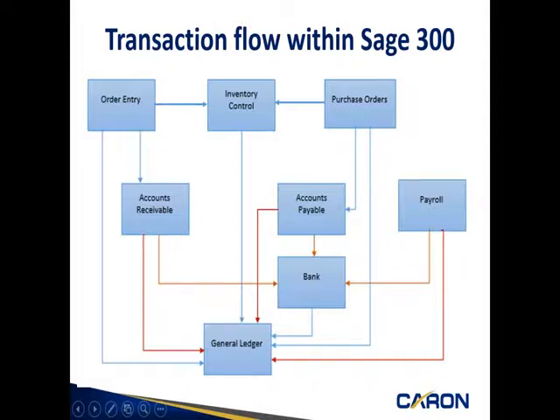Okay? So as we can see, inventory control would send information directly to the general ledger, as with order entry and purchase orders. Right? Payroll will also do that. So all the modules send information directly to the ledger. But purchase orders will also send information to payables, which will in turn send it to the GL. So when I do a receipt, that information goes from purchase orders directly to the general ledger. It will update inventory control with the quantity also.